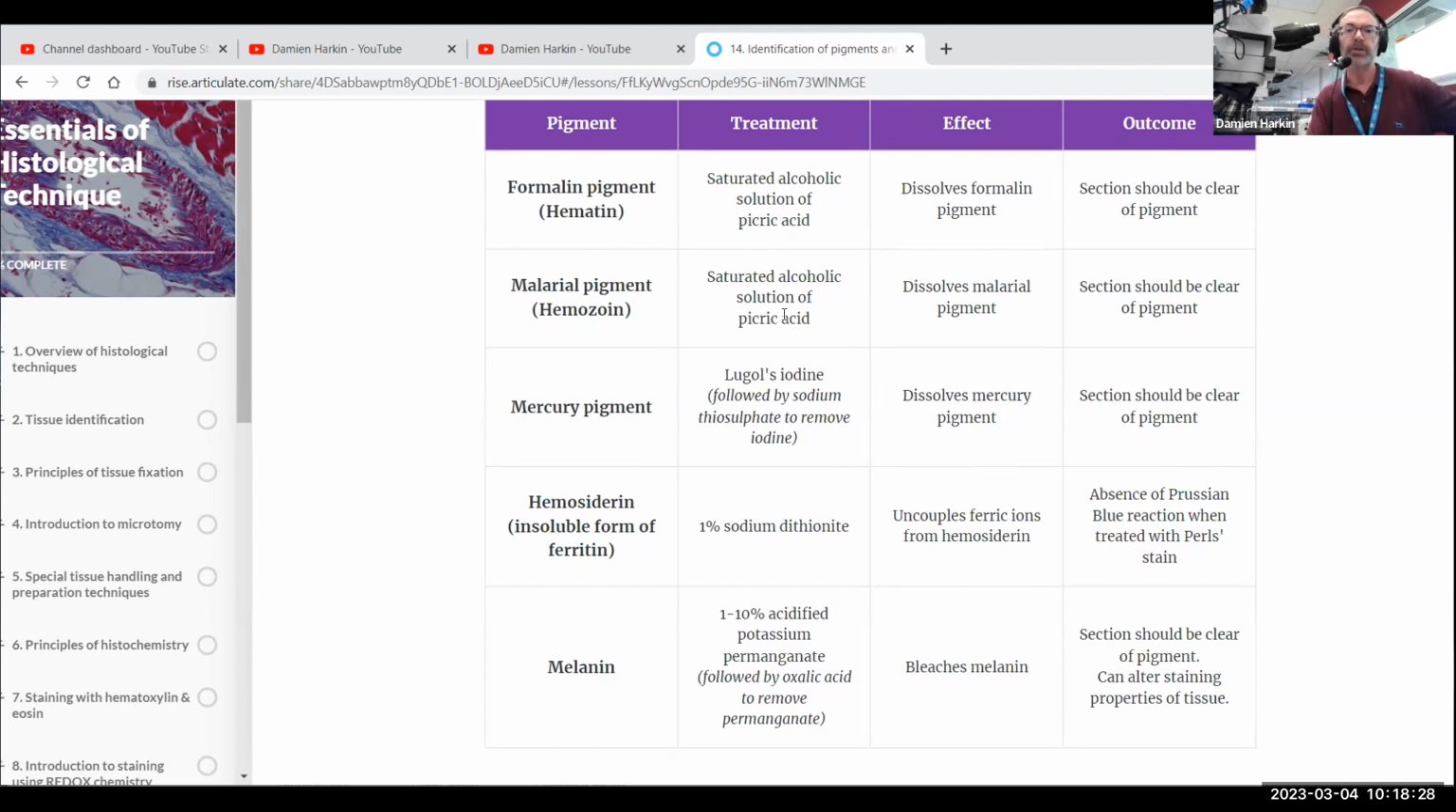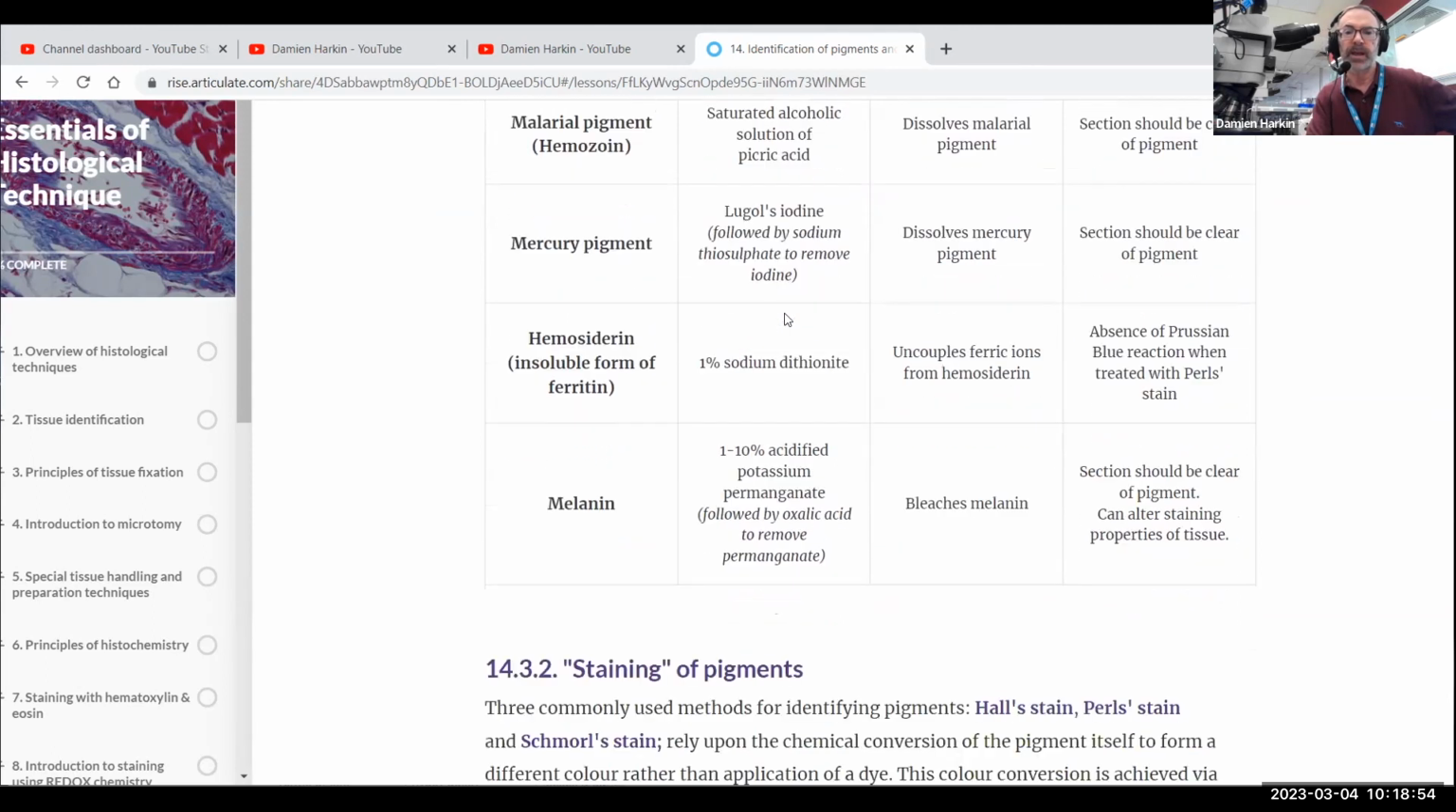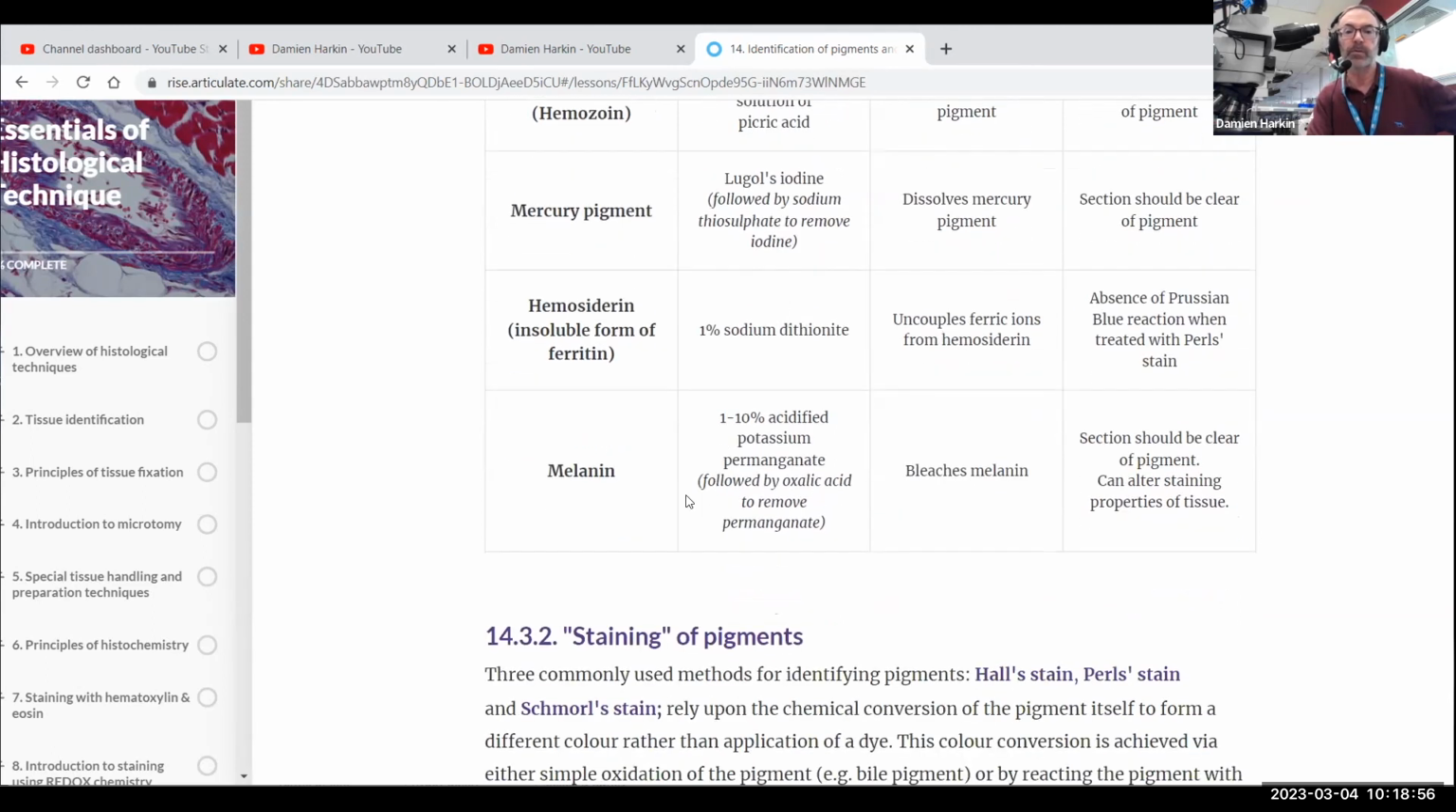Although I haven't mentioned it, it's a very similar sort of chemistry to how malarial pigment is formed. Obviously, there is a role for infection with the malarial parasite, but its chemistry is such that you can also remove it using saturated alcoholic picric acid. Then the second one that we'll consider today is how to remove, that is by bleaching, melanin pigment.